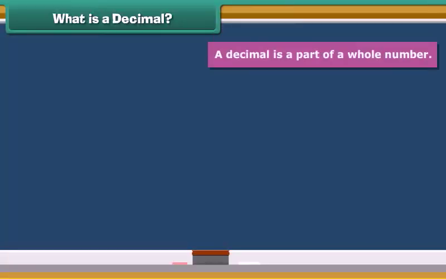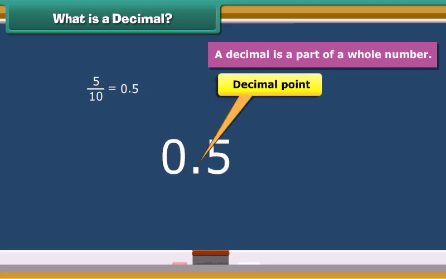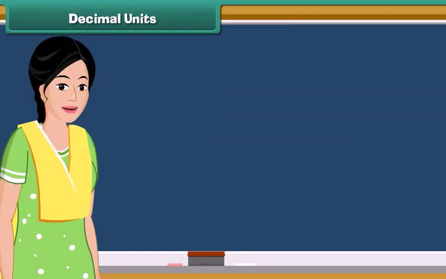Basically, a decimal is a part of a whole number. Look, the fraction 5 by 10 could be written as 0.5. You can easily identify a decimal by looking at the decimal point. To understand decimals, we need to learn about place value first.